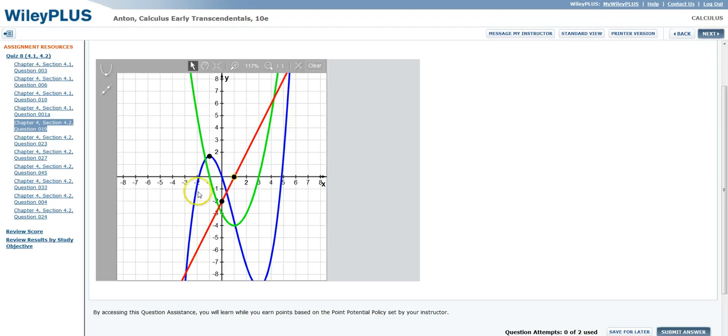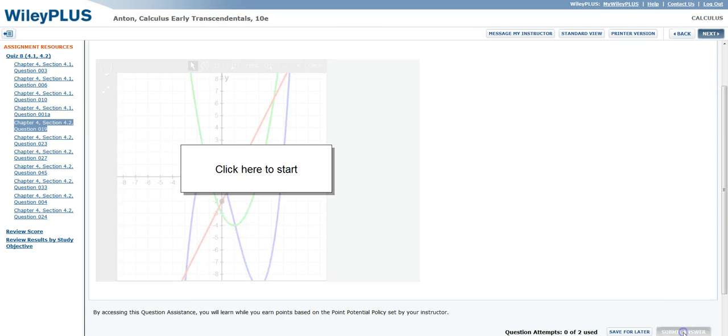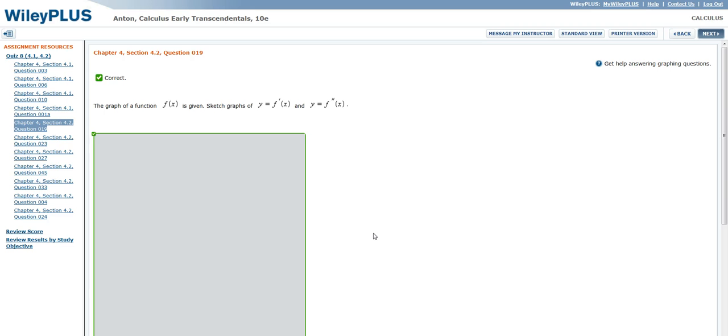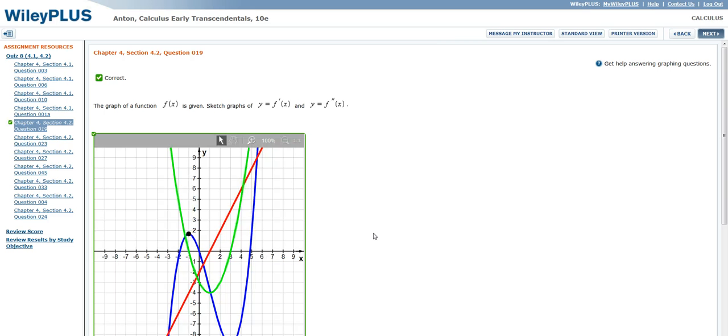And then looking at the first derivative, I'm concave down until I get to x equals 1, and I'm concave up for the rest of it. And then if you submit your answer here, it's going to take a minute to load, and then it's going to show you that.